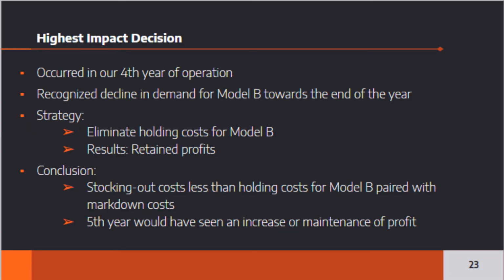Our turning point may have been late, showing up in our final year of operation, but it was a positive change for our company nonetheless. It was a result of our decision to weigh the importance of saving on holding costs by stocking out of Model B phones, which resulted in a retained profit. Had we had the chance to operate for a fifth year, we are confident we would have seen an increase in profit once again.